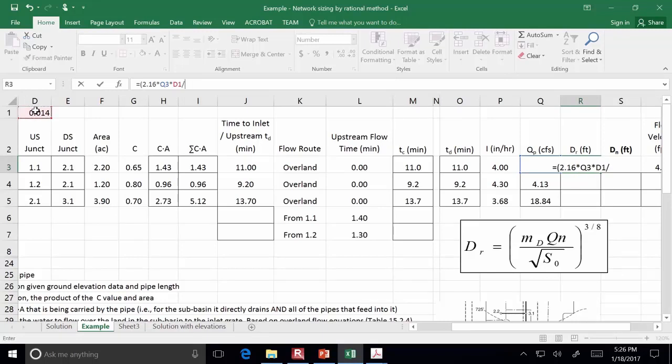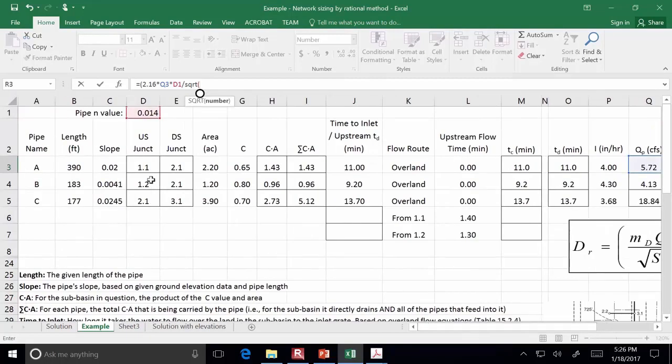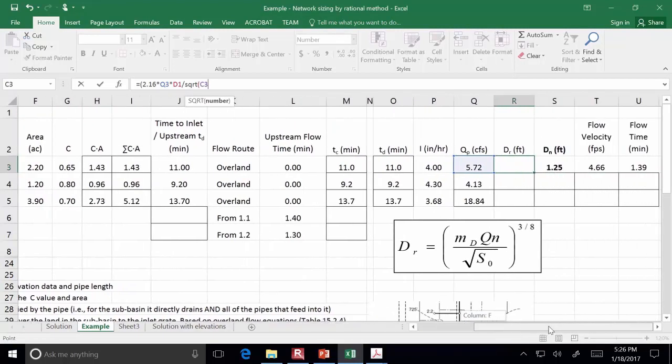Divided by the square root of the slope of the pipe. And the slope of the pipe is given right here. So the square root of the slope. And then we close that parentheses, and it's all to the power of 3/8. So that tells us that the exact pipe size requirement is 1.08 feet.